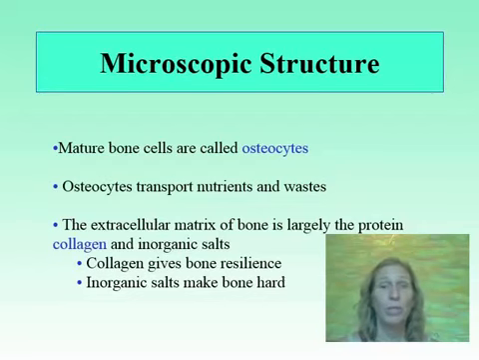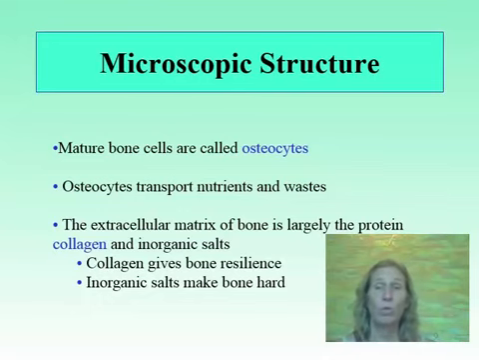It's helpful to understand bones by knowing the microscopic structure of bones. Mature bone cells are called osteocytes. Those are the type of cells that are located in the osteon of the bone, that circular structure we'll see in a moment. These osteocytes will transport nutrients and wastes and gases from one cell to the next and between the cells and the blood supply.